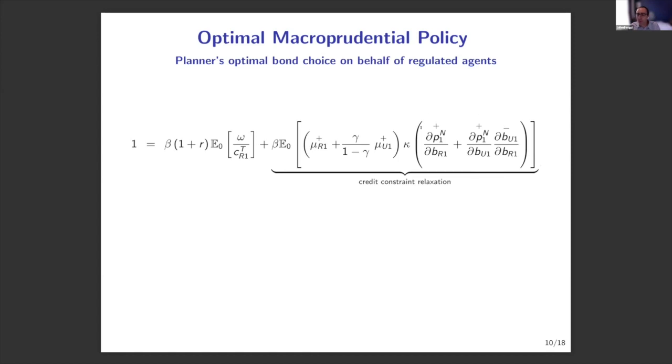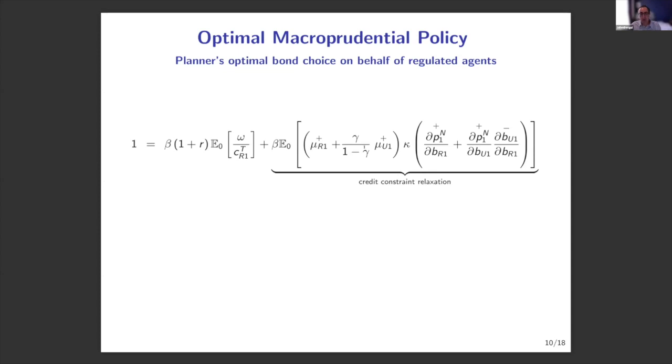So we'll have to think about what is the net effect of these two terms. That's the first element. And the second element is that we'll have here some weighted average, if the planner cares about everyone in the economy, between the value of relaxing the constraint for regulated and the value of relaxing the constraint for unregulated. Okay.